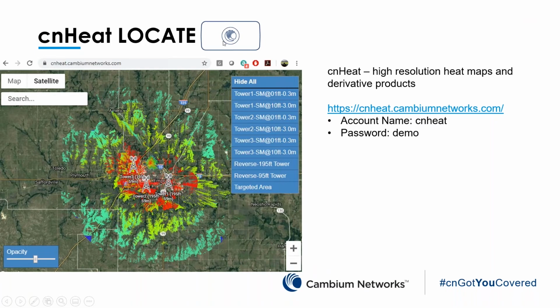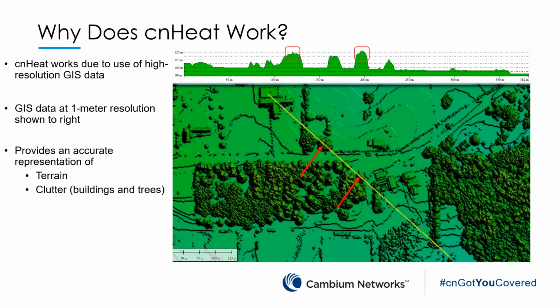And once again, it's locate your subscriber. So what we're doing is we're trying to locate where the subscriber should go on a home. So the next thing I wanted to talk about is why does cnHeat work compared to other heat mapping tools that are available?